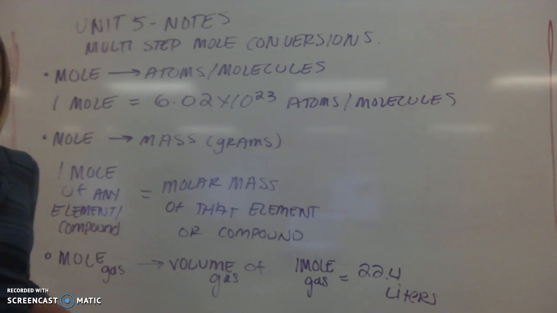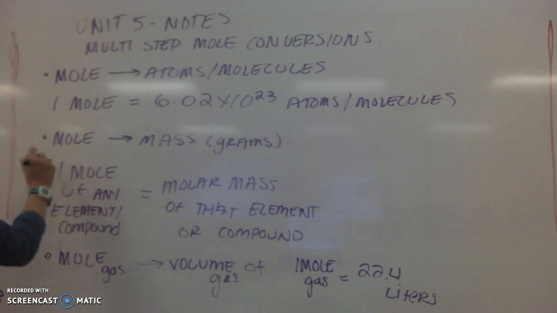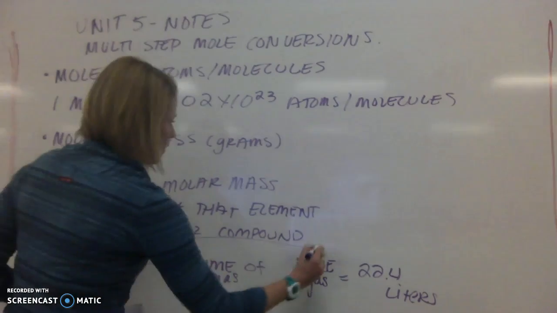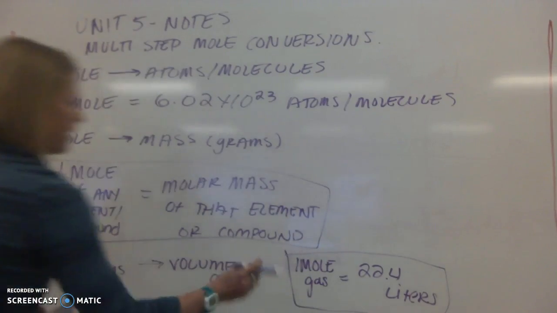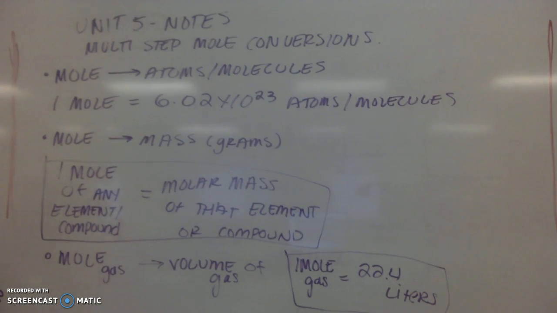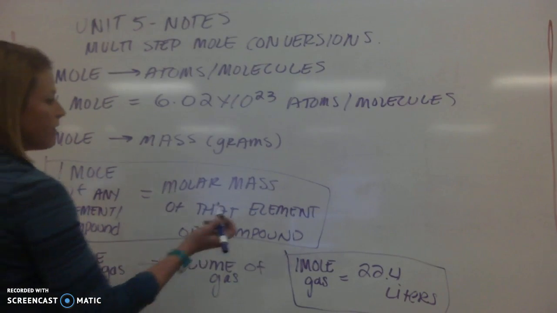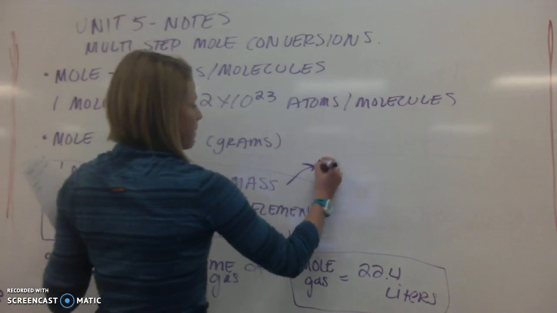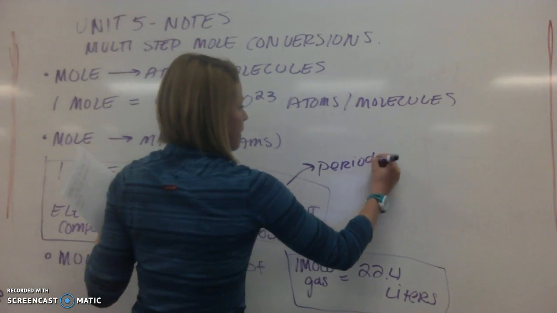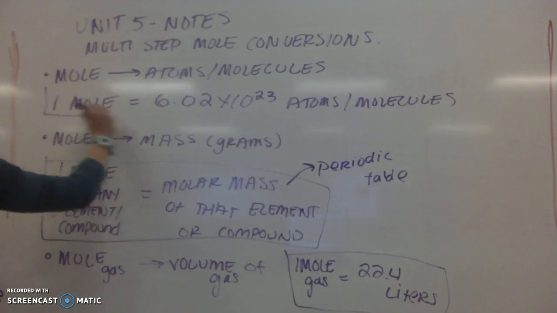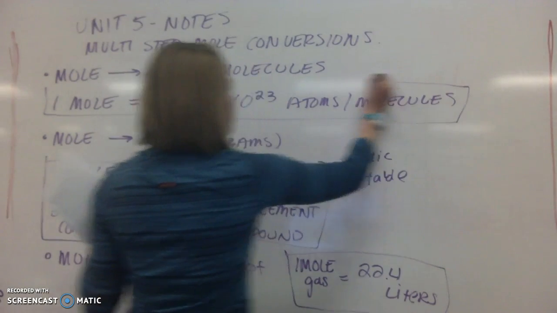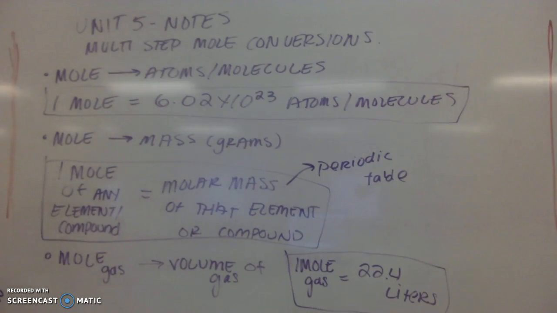Okay, so these are our 3 conversion factors, or equalities. A mole equals 22.4 liters of gas. 1 mole of any element or compound is equal to the molar mass of the element or compound. This we get from the periodic table. And then 1 mole is equal to 6.02 times 10 to the 23rd atoms or molecules.